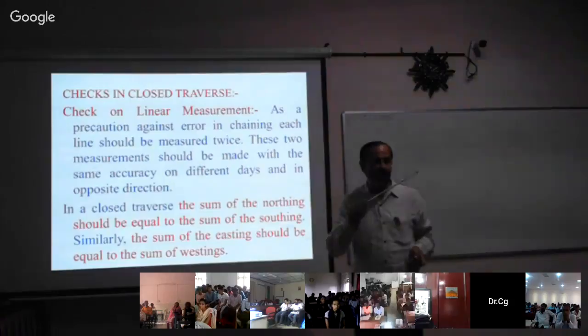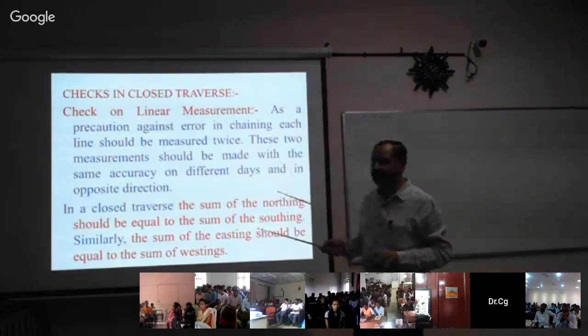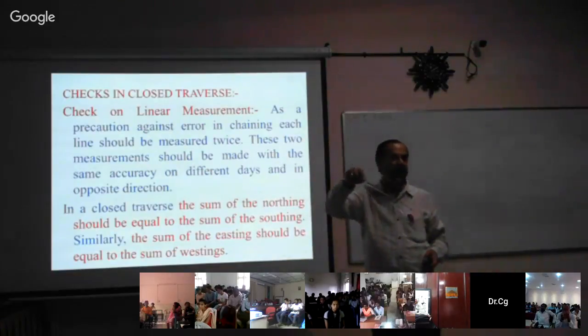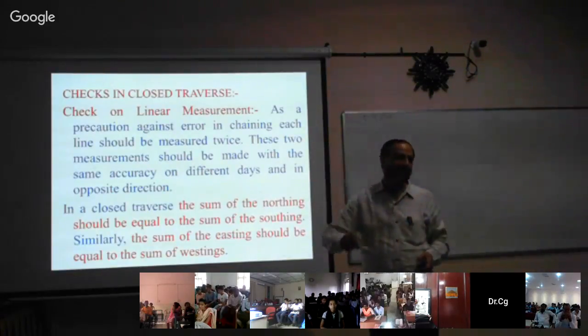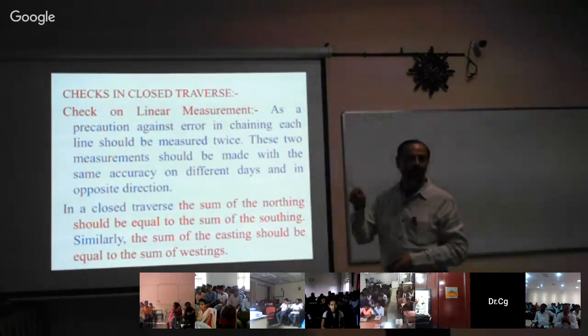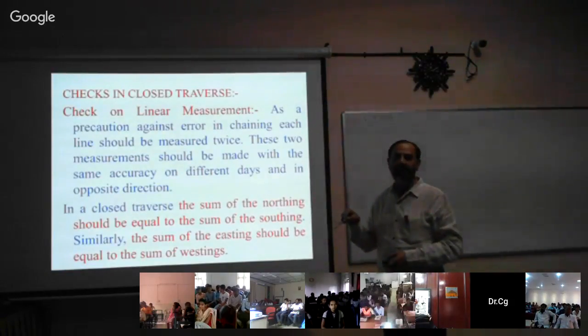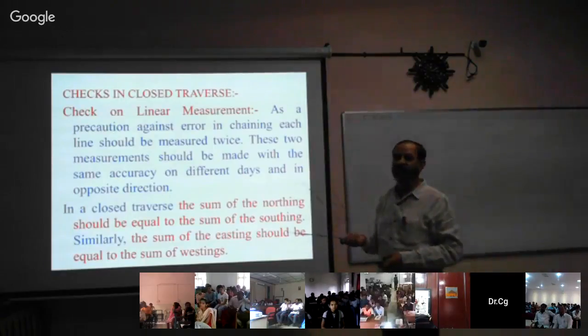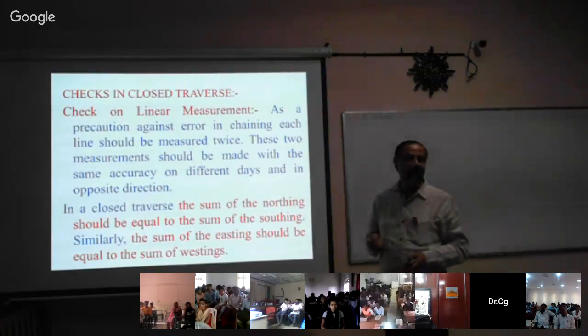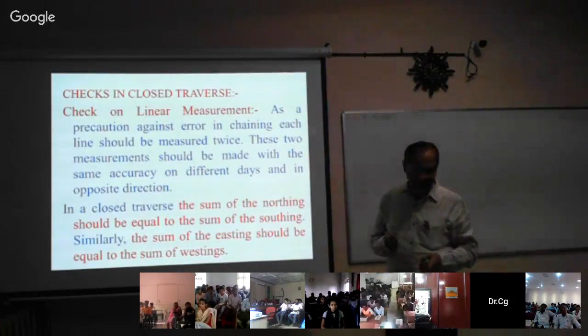Now, when we commence from one point and, after completing the circle, reach back to the same point, isn't it? So therefore, the sum is equal to 0. The sum of the latitudes must be equal to 0, the sum of the departures must be equal to 0, and the sum of the angles must be equal to 0 or 360 degrees, isn't it? 360 degrees.